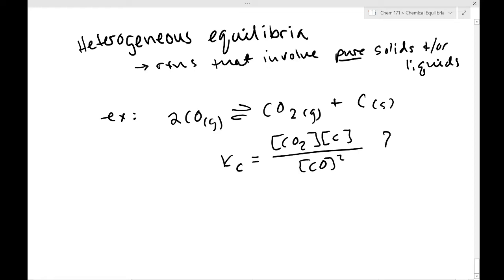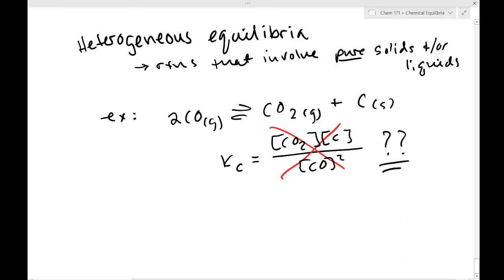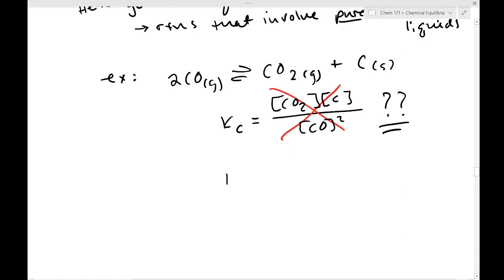Is this what we would do here? Nope, nope, nope. This is not correct. Mostly because how do you define the molarity of a solid? The answer is you can't. So Kc in this case is actually just CO2 divided by carbon monoxide. Okay, we completely disregard the solid.